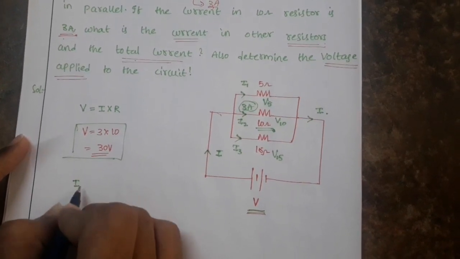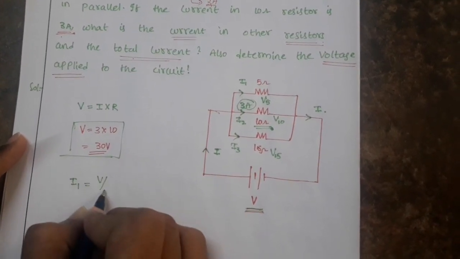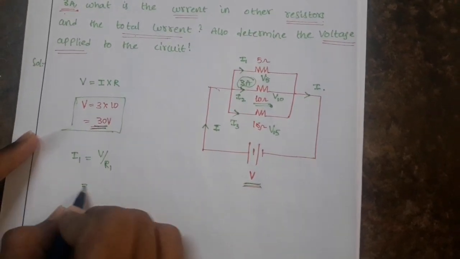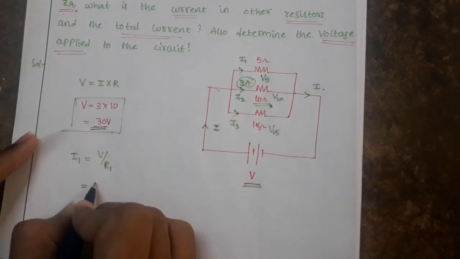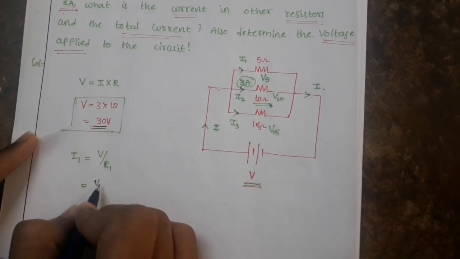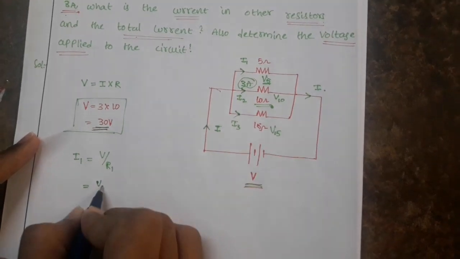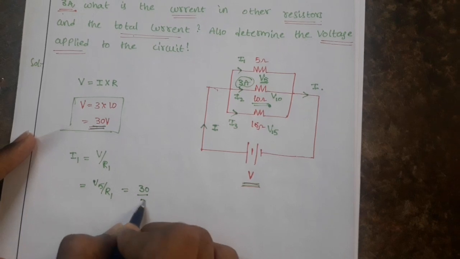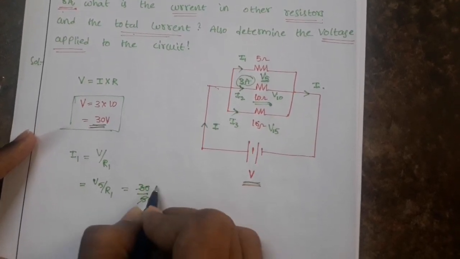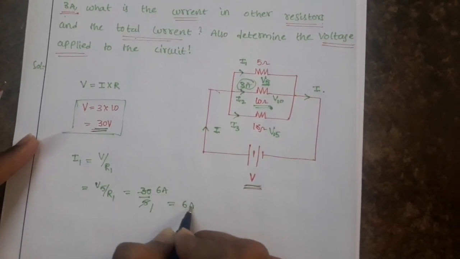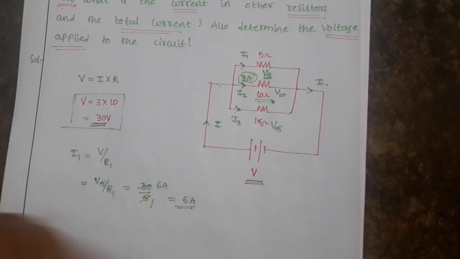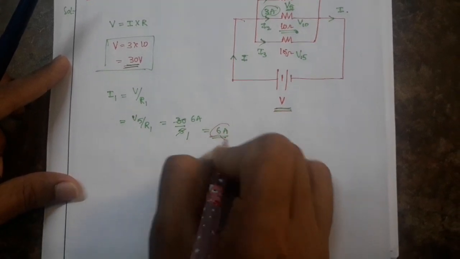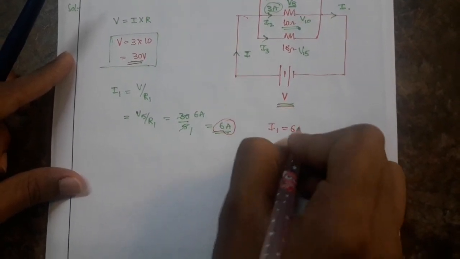For finding I1, we know by Ohm's law, V by R1. We have got the applied voltage of 30 volts, that is the voltage across the 5 ohm resistor. Therefore V equals V5 according to this. So V5 divided by R1 is equal to 30 divided by 5. We have got the current of 6 amperes. So we have got I1, that is the current through the 5 ohm resistor, as 6 amperes. Therefore I1 equals 6 amperes.